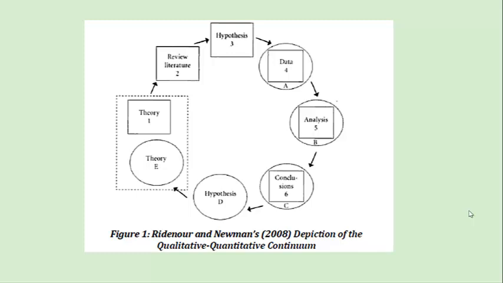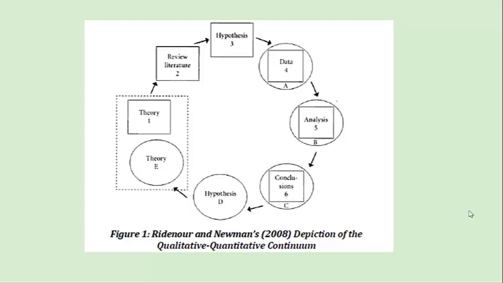They also had an article, the topology of research purposes. Here we start off with one: we have theory, we do a lit review, we have hypotheses, we collect data, we have analysis. That's really more quantitative. We have conclusions, and then we have more hypotheses. So we have this cycle where qualitative and quantitative come together, this continuum.